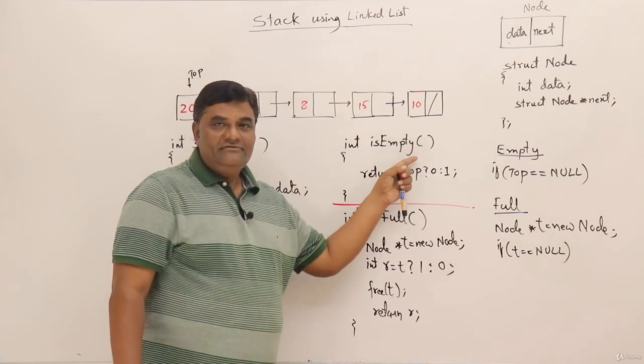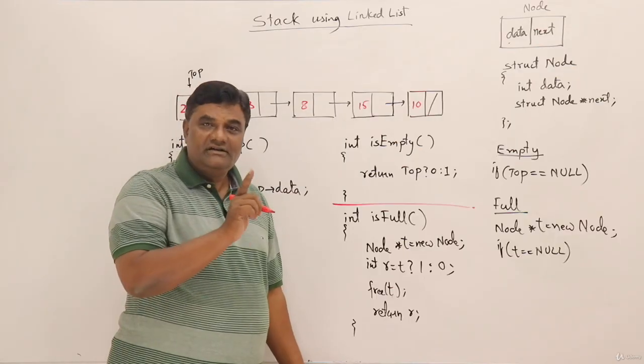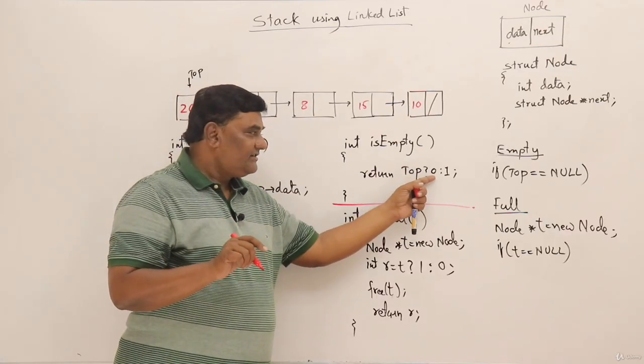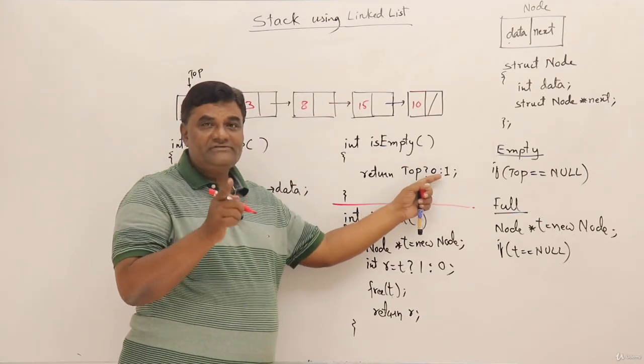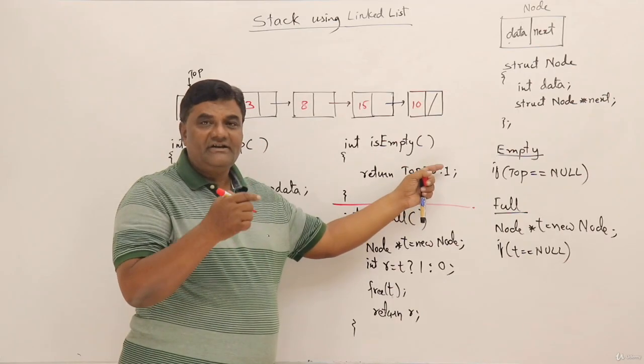Then the isEmpty function. If top is null, then it is empty. Otherwise, it's not empty. If top is not null, return 0. Else, it is null, so return 1. 0 means false, 1 means true. So if top is not null, then return false, otherwise return true.